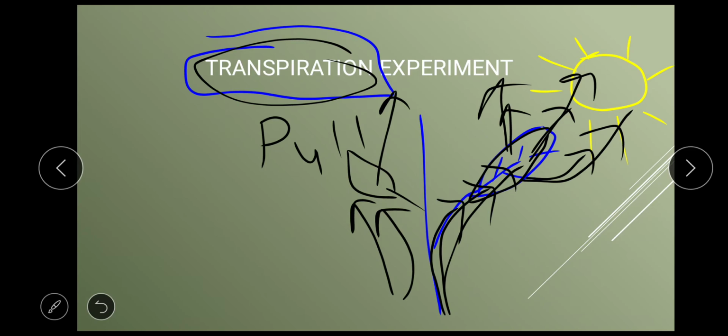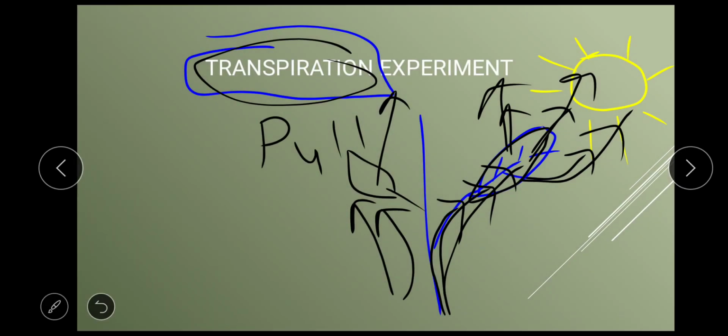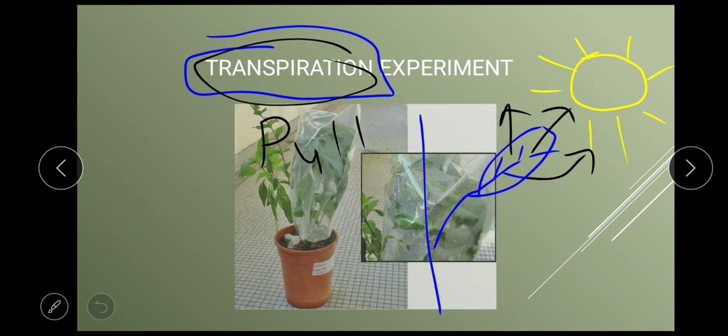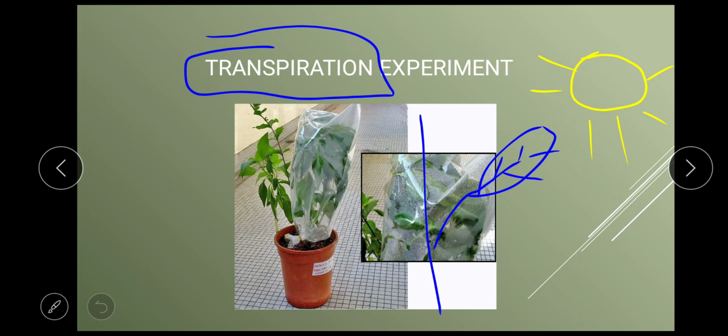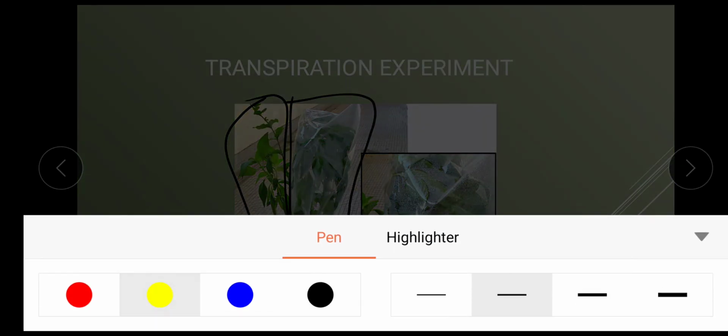Let's see an experiment of transpiration pull. See this picture here. In this picture you can see this plant here. The half plant is covered with plastic and the half plant is kept open. And this plant is kept in sunlight.